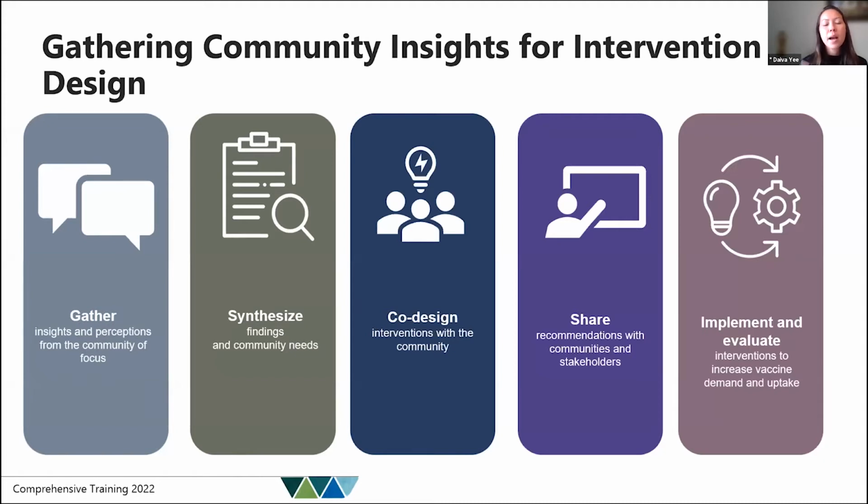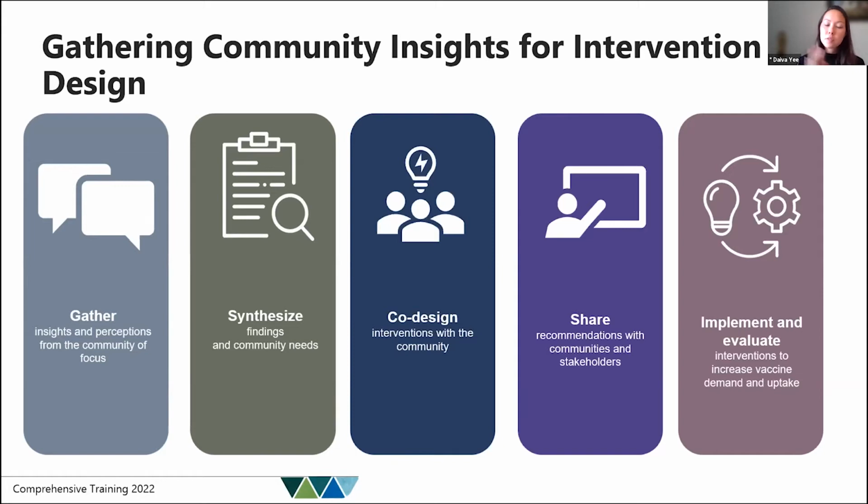You can synthesize this process of human-centered design into these 5 steps. The first step is to gather insights and perceptions from the community of focus. So that's that diagnostic stage that we'll be talking about today. Then we'll be synthesizing those findings and community needs, analyzing some of those challenges and finding those key barriers. Co-designing interventions with the community. And I really say co-design here as the key because the community should be involved in designing those interventions. And then sharing those recommendations back to the community and stakeholders who are involved in vaccine programming. And then finally, implementing and evaluating those interventions to increase vaccine demand and uptake.